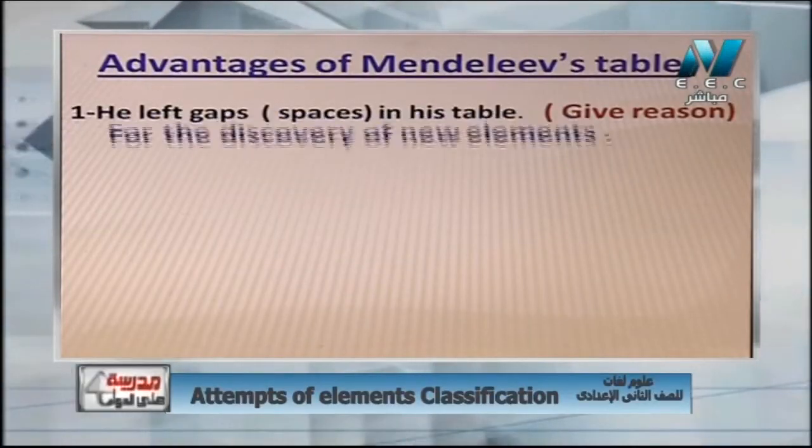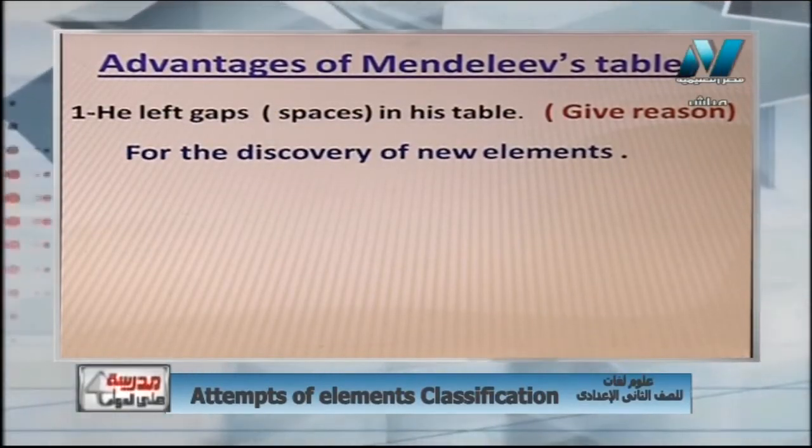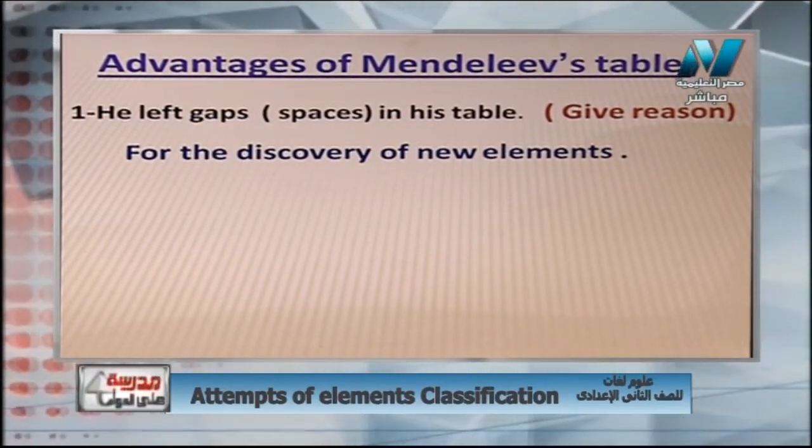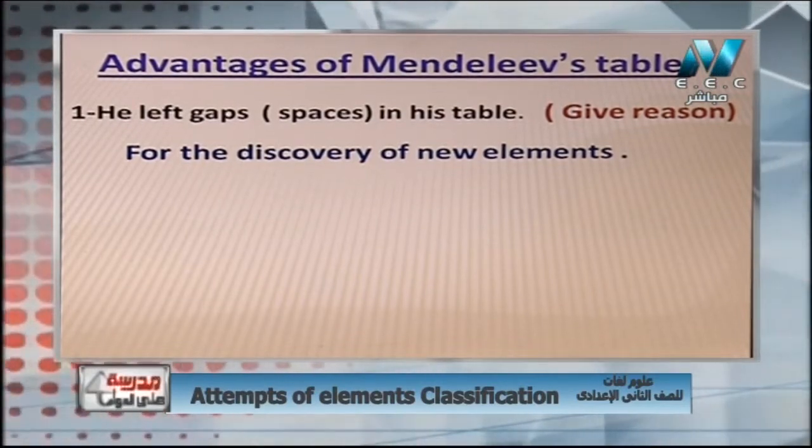Now, what about the second advantage? Let's see. Number one, he left gaps in his table, or spaces. Why? For the discovery of new elements. What's meant by this? When Mendeleev arranged his table, he had to put a card number one, number two, number three. He found that, for example, number 16 is missing, number 17 is missing. So he skipped this arrangement, left this place empty, and jumped to the next.